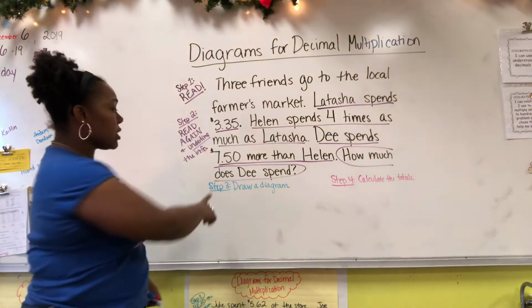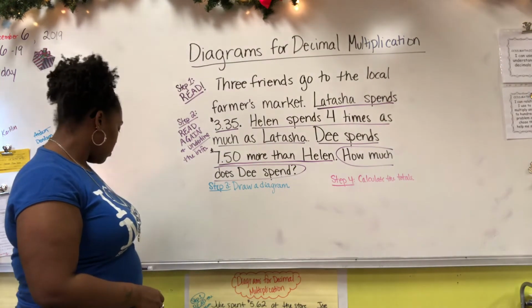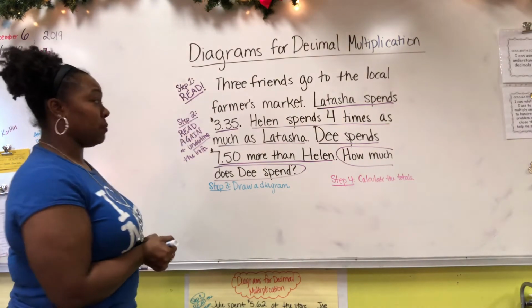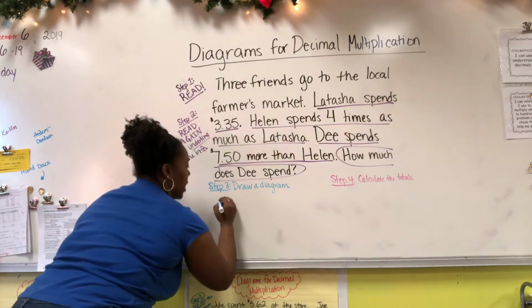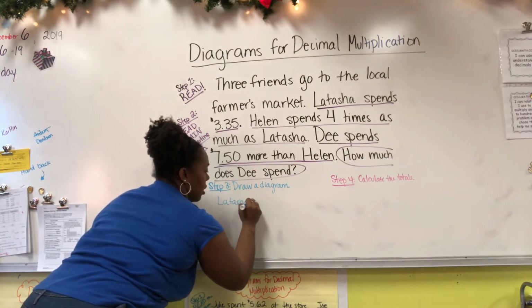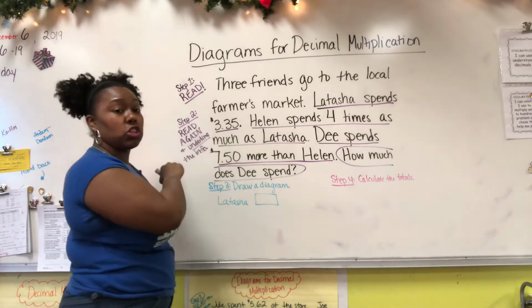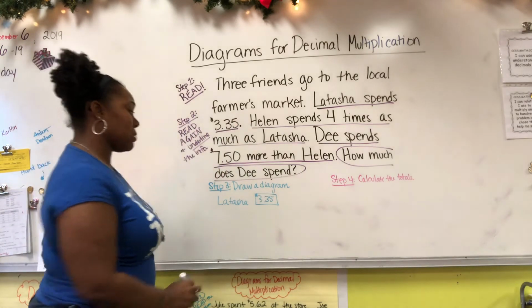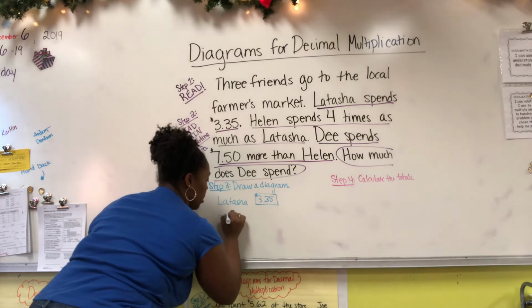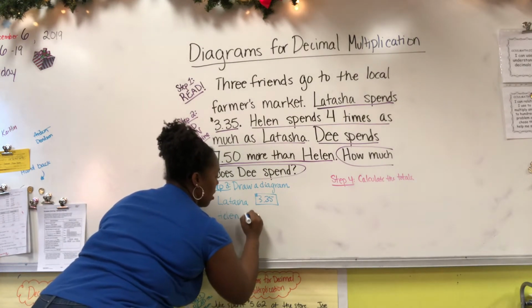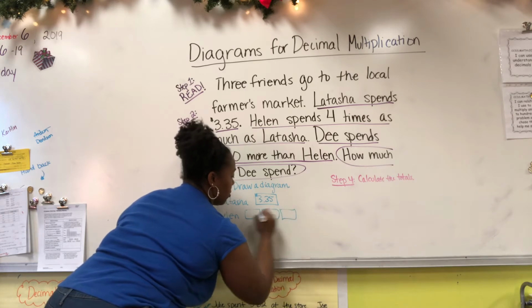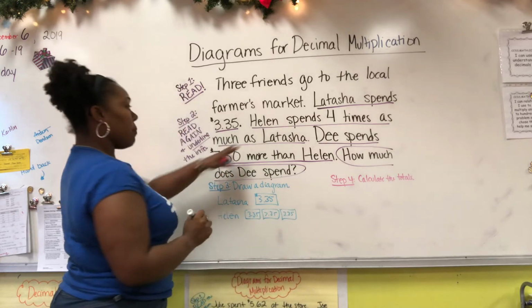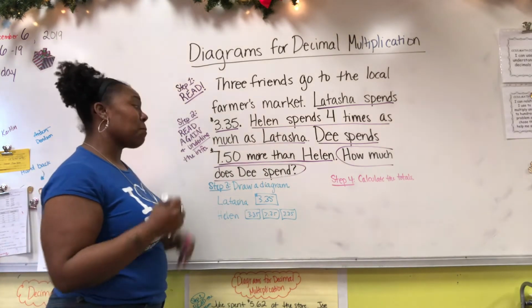Well, then we're going to move on to step 3. Draw a diagram. Okay, well, I am going to draw this information. Latasha spends $3.35. So, Latasha, I'm going to give her 1 box because I know how much she spent. $3.35. Helen spends 4 times as much as Latasha, so I can draw that by drawing Helen and doing 3 boxes with that same amount. $3.35, $3.35. And then Dee spends $7.50 more than Helen.